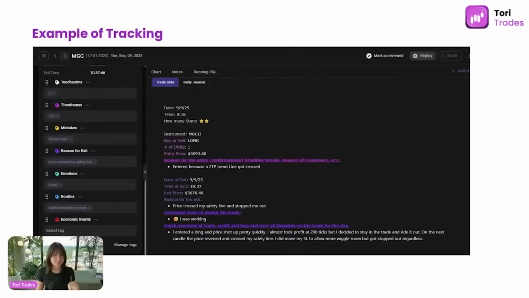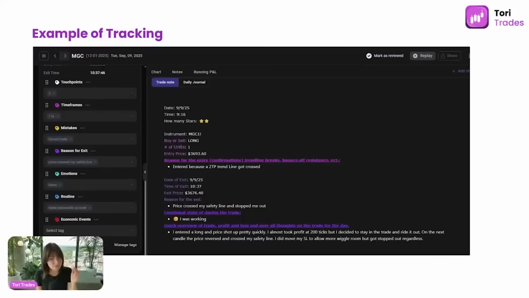Now, this is an example of what a journaling platform looks like. This is specifically TradeZella. This is an example of what my notes look like when you are tracking your trade. Now, what's super cool about TradeZella is it does it automatically. And I'm not here to sell you on TradeZella. I'm just telling you it makes your life a little bit easier.